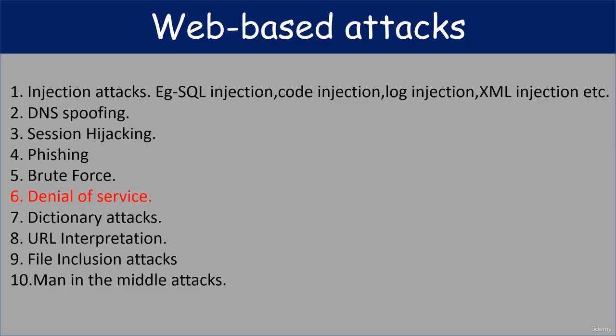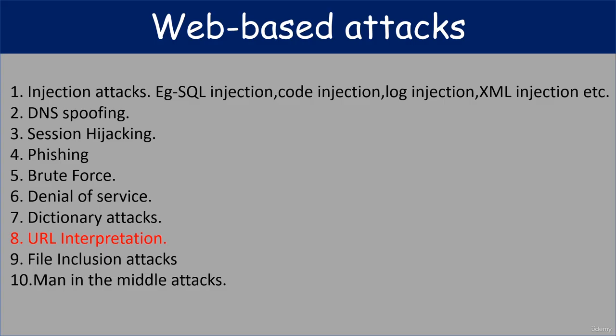Okay, so the next that we have here is dictionary attack. So what is a dictionary attack? This type of attack stores a list of commonly used passwords and validates them to get the original password. The next is URL interpretation. It is a type of attack where one can change a certain part of a URL and make a web server deliver web pages which he is not authorized to browse.